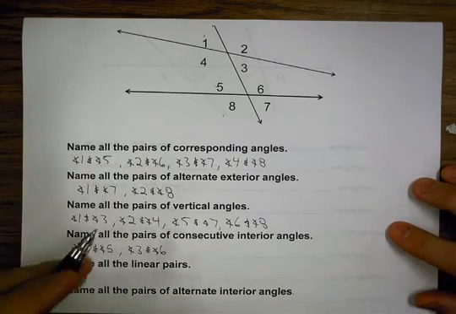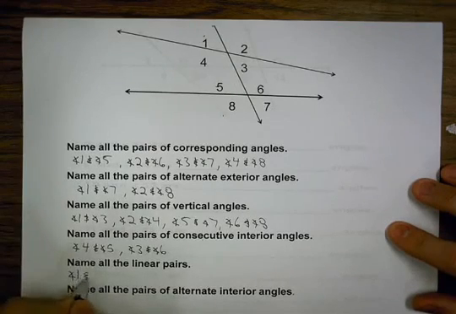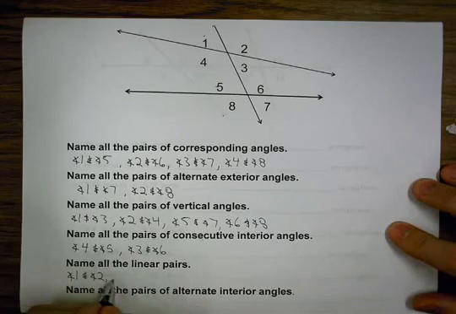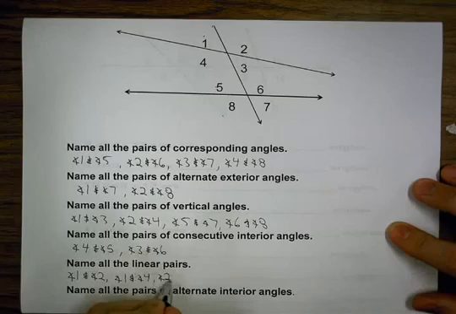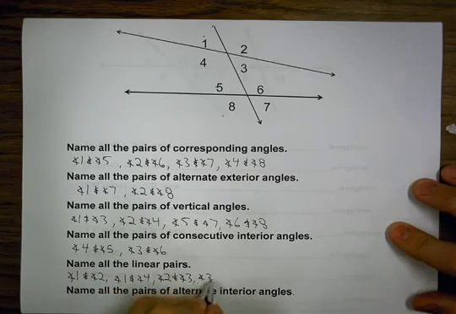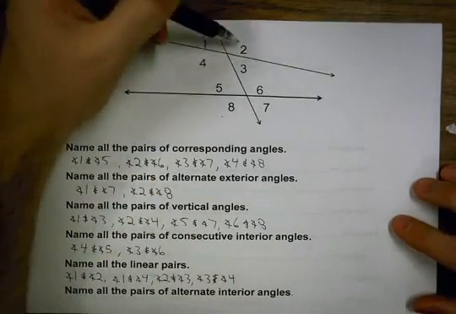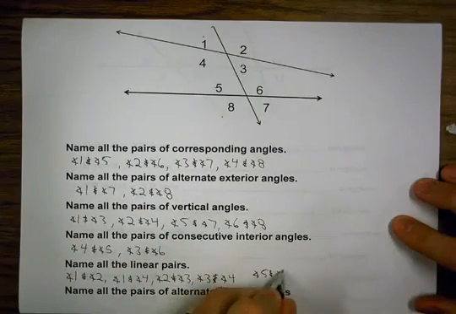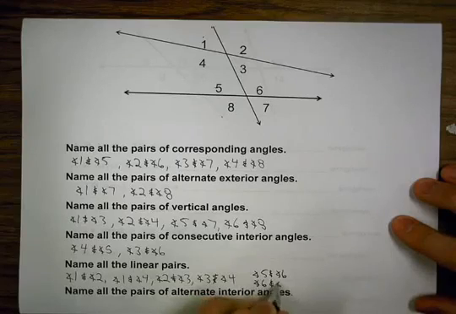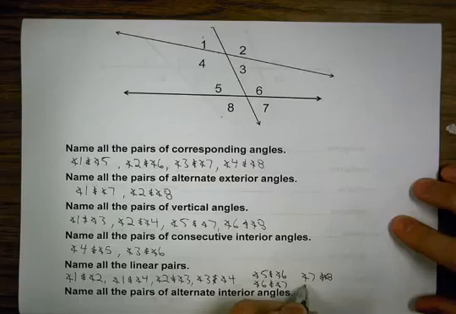Linear pairs, next to each other, adjacent, they're supplementary. We actually have quite a few of these. I have 1 and 2, then also 1 and 4, then we could say 2 and 3, 3 and 4, so any of them next to each other all the way around, and then it works the same way on the bottom. We'd go 5 and 6, 6 and 7, 7 and 8, and 5 and 8.